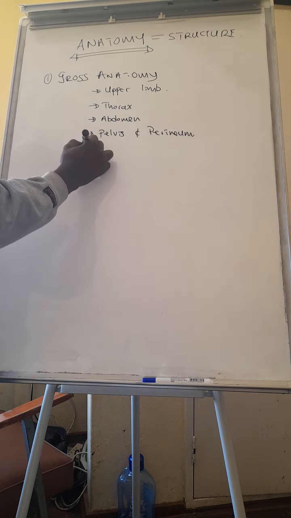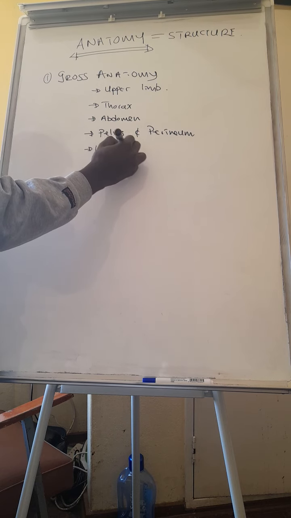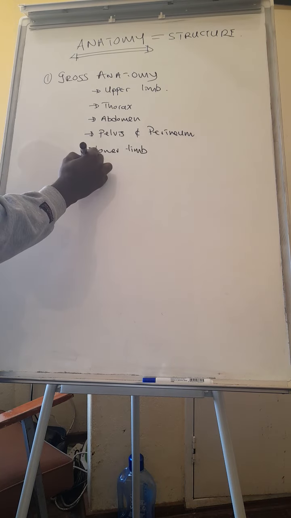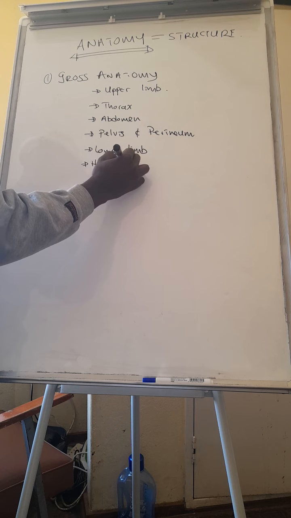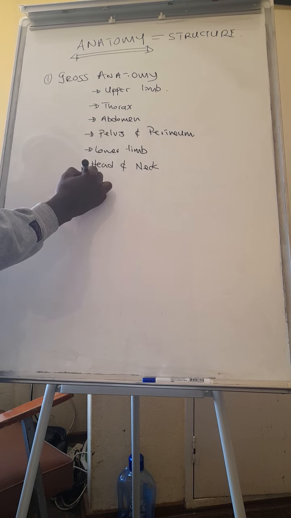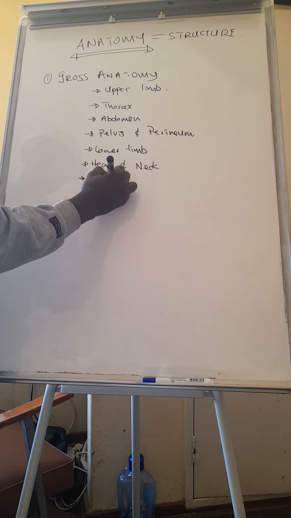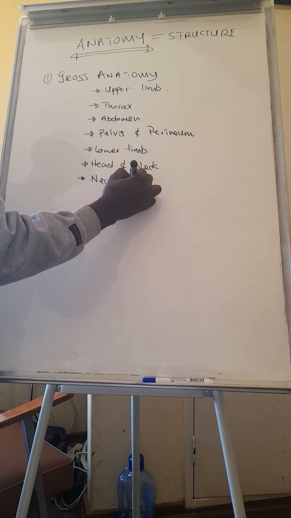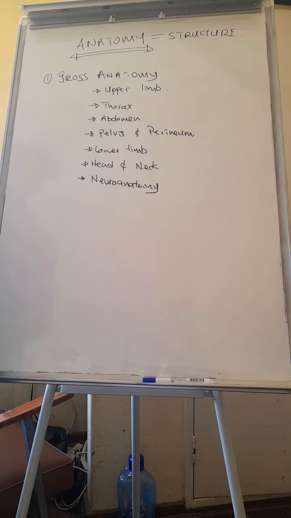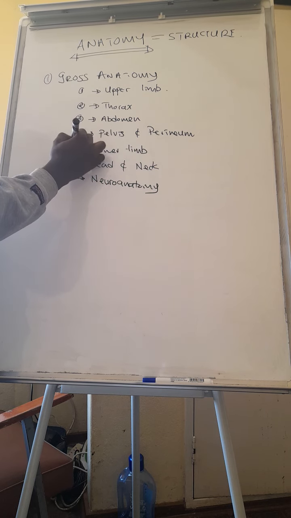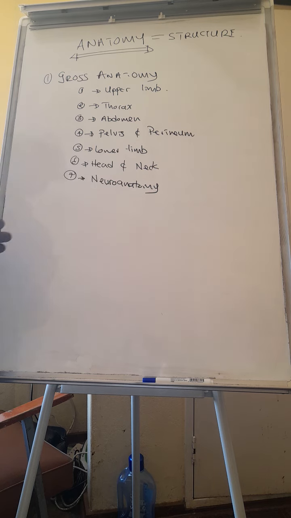And then from there we study the lower limb. From the lower limb we study the head and neck. Then from head and neck, lastly, we study neuroanatomy. So that's the brain and the spinal cord. Okay, so exactly like that, you have the following regions: 1, 2, 3, 4, 5, 6, 7 regions.